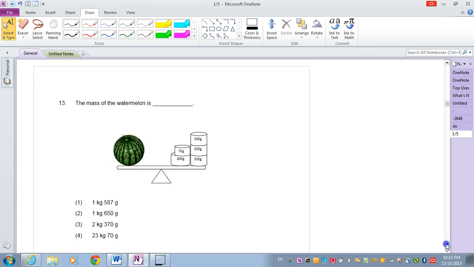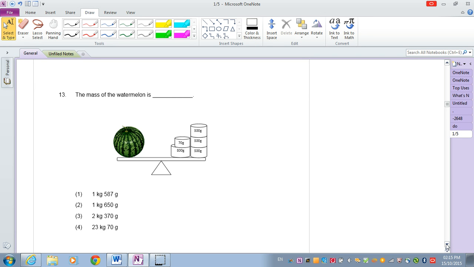Let's look at question 13. Okay, the mass of the watermelon is, let's look at the diagram and try to understand the diagram. Okay, now this is a balance, which means the weight, or rather the mass of the watermelon is the same as all these weights over here. So what do we have? We have 500 grams and another 500 grams. We have 3 of those. Okay, now this 3 would give me 1,500 gram.